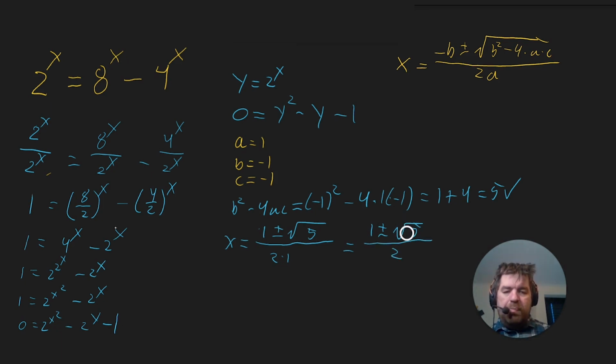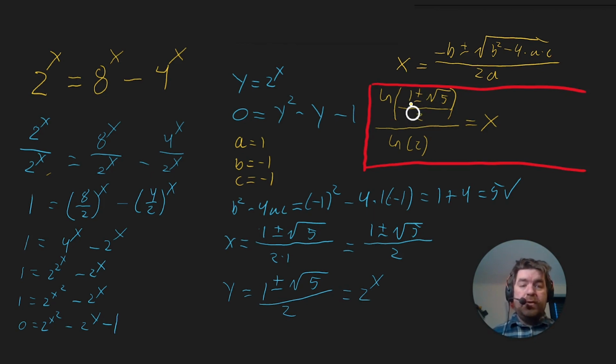So because this root of 5 is not very pretty, we will not go further into this. So actually we'll just state that the two solutions now, because we have two solutions, and we know that y equals this, so y equals 1 plus minus square root of 5 divided by 2, but this is also equal to 2 to the power x. So if we use the natural logarithm to isolate x, we get this.